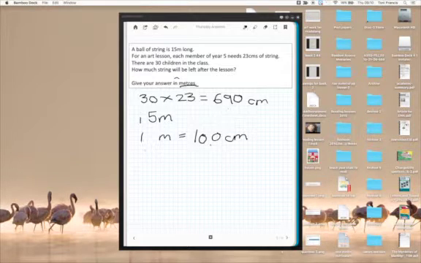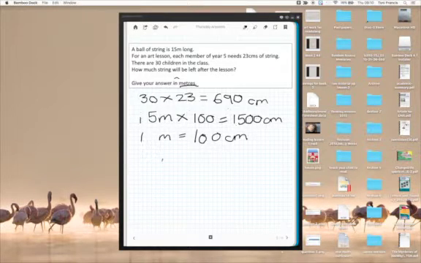High voice, low voice. To get from low to high, we've got to multiply, because to get a bigger number, I'm going to have to multiply. And what am I multiplying by? 100. So now I'm going to times my 15 metres by 100, and it will give me 1500 centimetres.